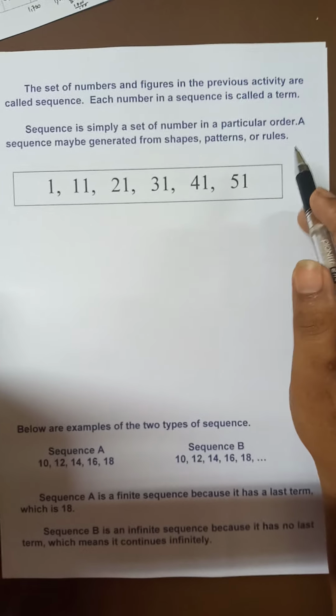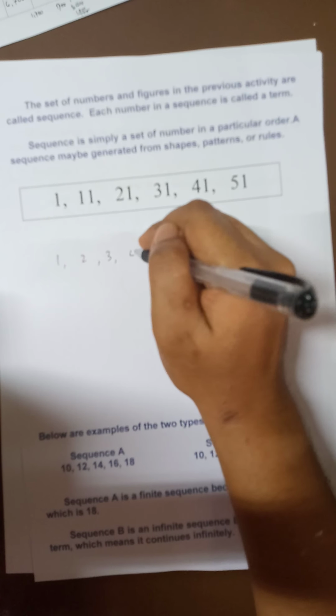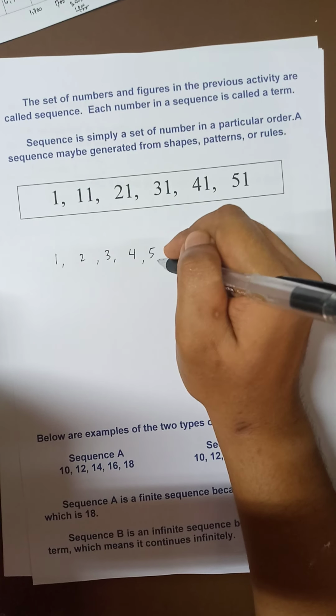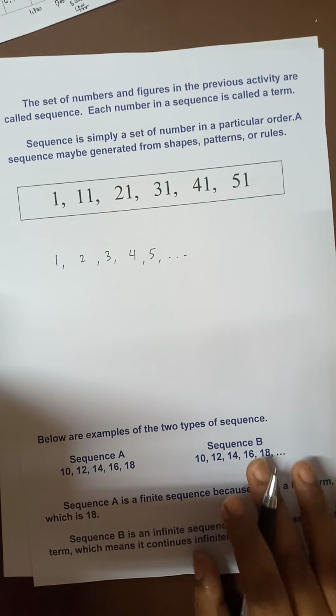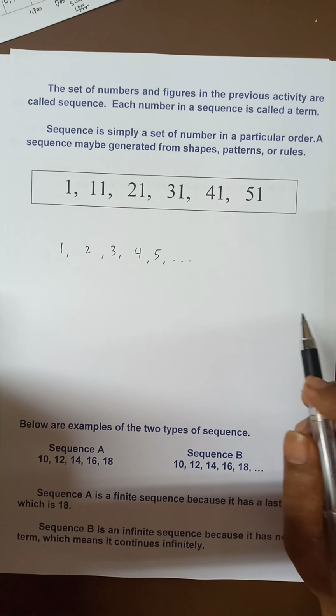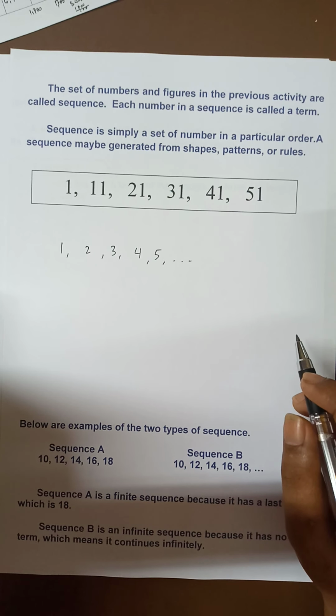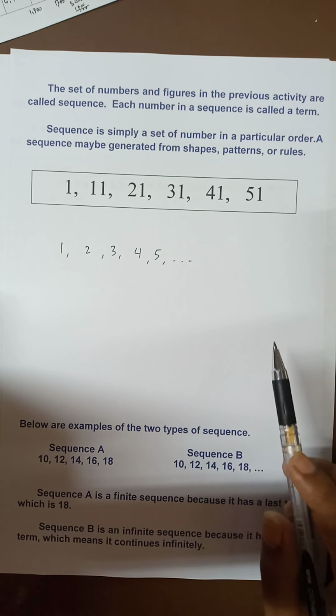A sequence may be generated from shapes, patterns, and rules. The most basic example of that is counting numbers: 1, 2, 3, 4, and 5, and so on. Or we have 1, 11, 21, 31, 41, and 51. That is an example of a sequence.